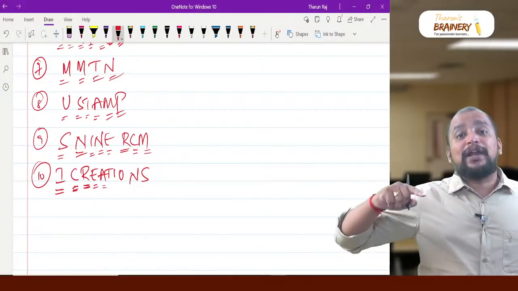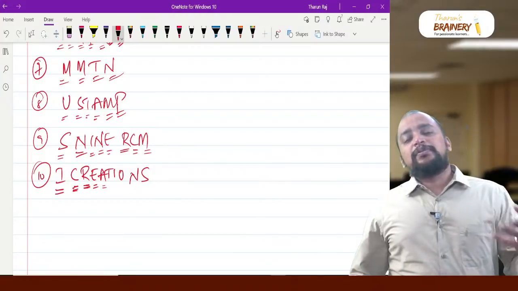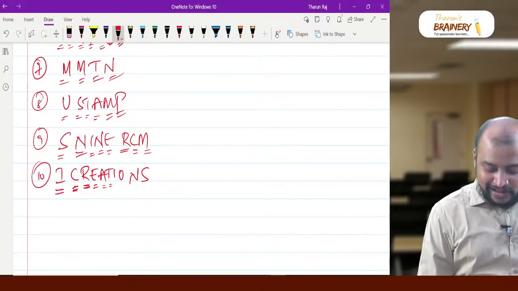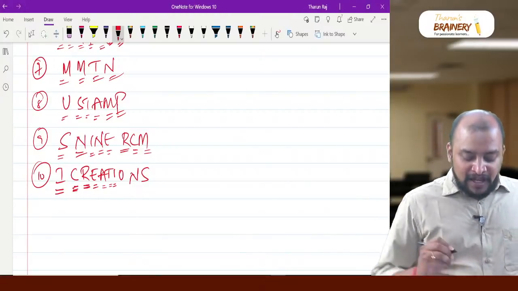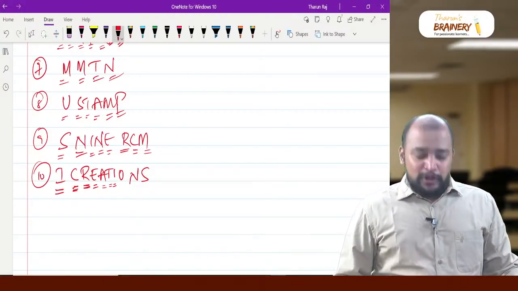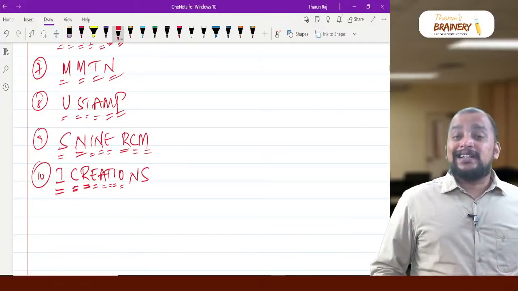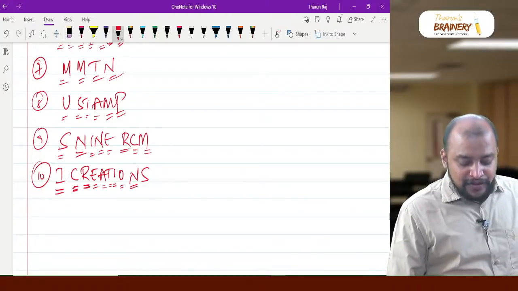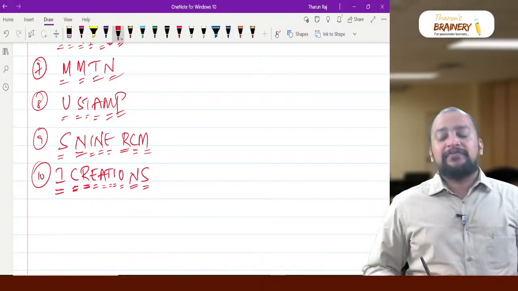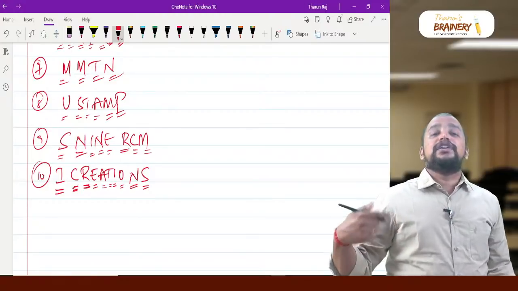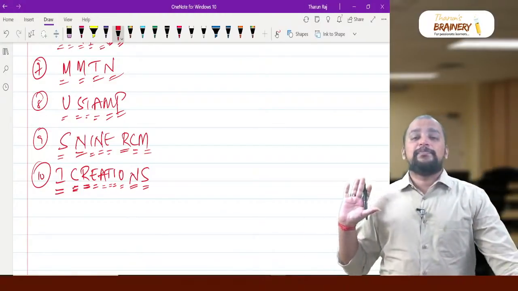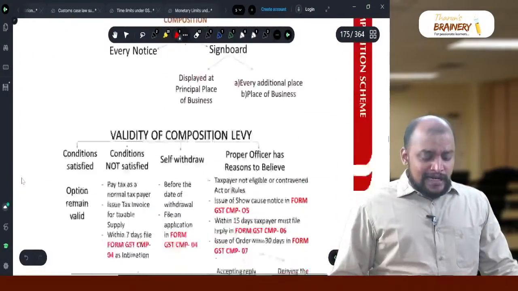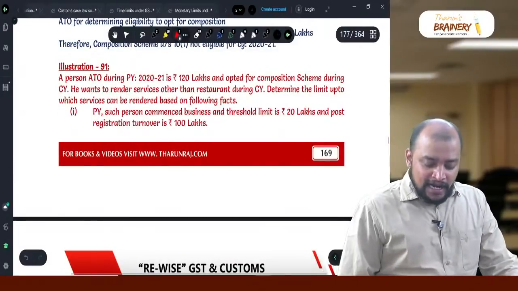A, agent making supply on behalf of principal. When an agent is making supply on behalf of principal, whenever he issues the invoice in his name, he is making supply on behalf of principal; compulsory registration. Then T refers to TDS, TCS. I for input service distributor. Then O for OIDAR: supplier located outside India and making supply to a non-taxable online recipient in India. And N refers to non-resident taxable person, and S refers to supplier of goods through an e-commerce operator. So these are the cases where they are compulsorily required to get registered.